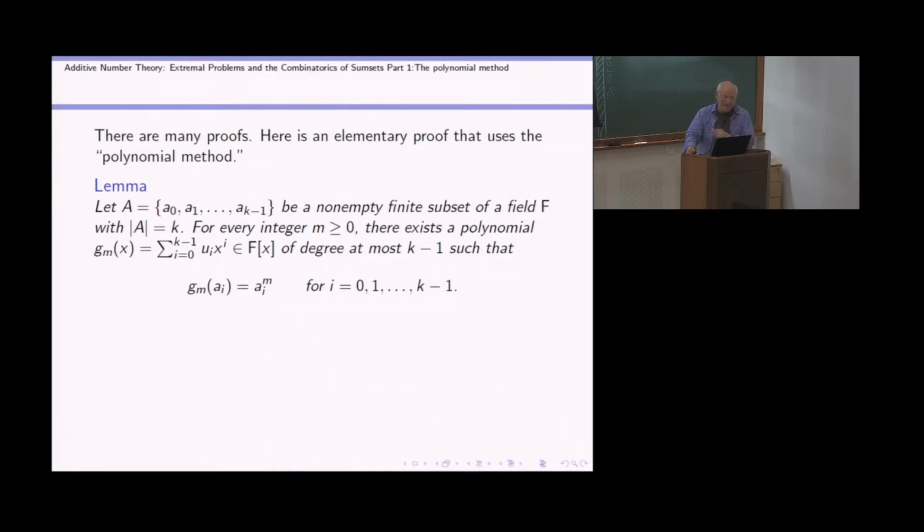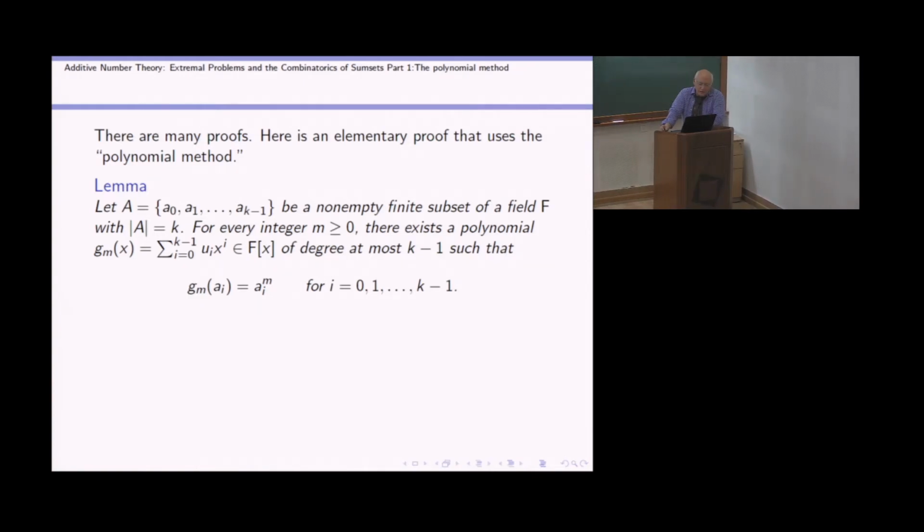So we're going to start with this. This is how you use some simple facts about polynomials to prove Cauchy-Davenport and then to prove Erdos-Turan. There are a couple of little lemmas that we need. We're in a field like Z mod PZ. Take k elements in the field, a set A of cardinality k. And for every integer m, there's a polynomial of degree at most k minus 1, g sub m of x, where g sub m of a to the I is a to the I to the mth power.